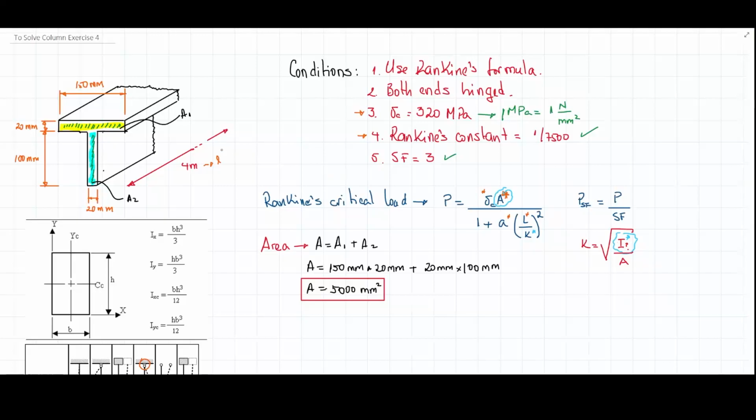And as I mentioned, this section is going to have two moments of inertia because the section is not symmetrical. So it's going to have two different moments of inertia, most probably. And we need to find out which one is the smallest one too, so we can use it to calculate the radius of gyration. And then after having the radius of gyration, put it back into the Rankine's formula to calculate the critical load for that column.